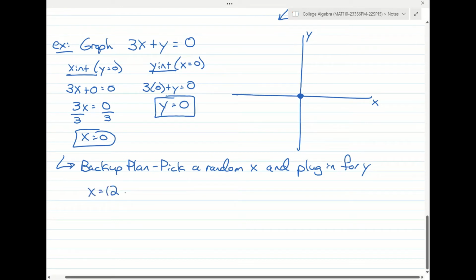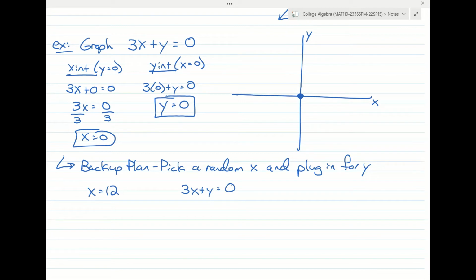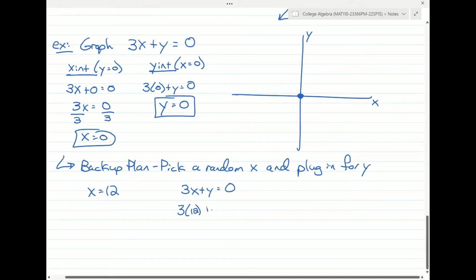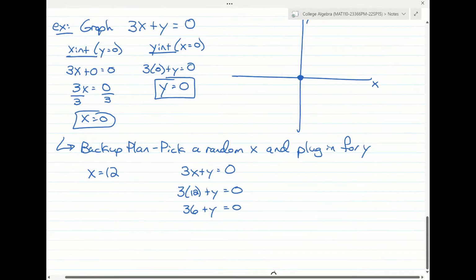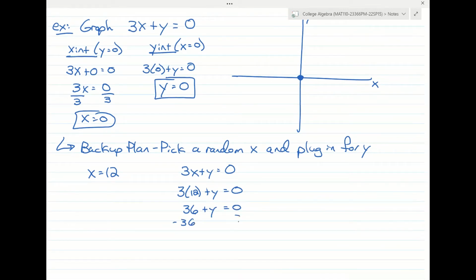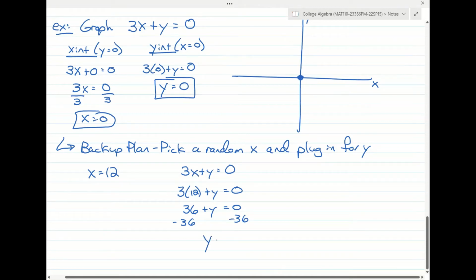What we're going to do is plug that into the equation 3x plus y equals 0. You could have picked any number, right? Generally, we try to pick smaller numbers, but 12 will be just fine. 12 for x. We do 3 times 12 plus y is equal to 0. 3 times 12 is 36. And if we subtract that on both sides, we get y is equal to negative 36.